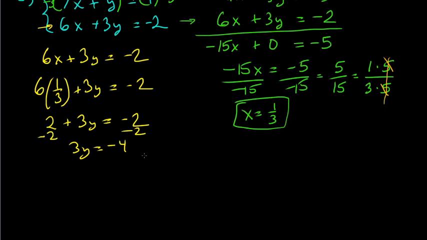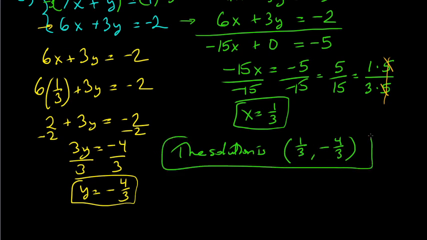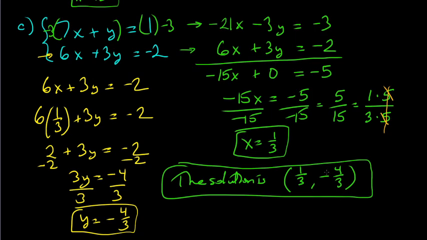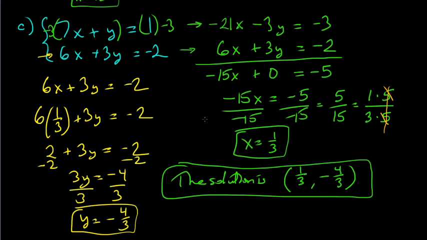And now we just divide by 3. Divide both sides by 3. Y is going to be negative 4 over 3. And I don't know why I switched to yellow here, but the solution is the ordered pair 1/3, negative 4/3. Okay, yep, so you can get fractions in your solution even though there were no fractions in the original equation. That can happen.